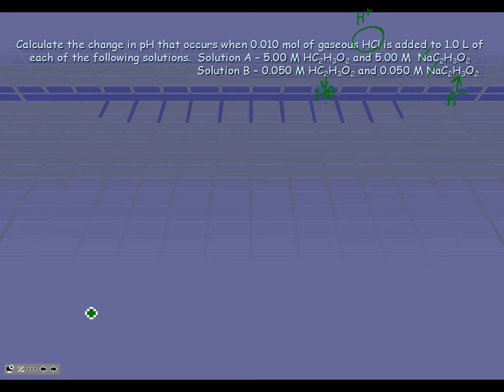So the chemistry that's happening is our acetate, our A minus, is absorbing our hydrogen ions, and it's making our HA. So we've got our chemistry. Now what I want you to do is work through the BCA table and work with Henderson-Hasselbalch.